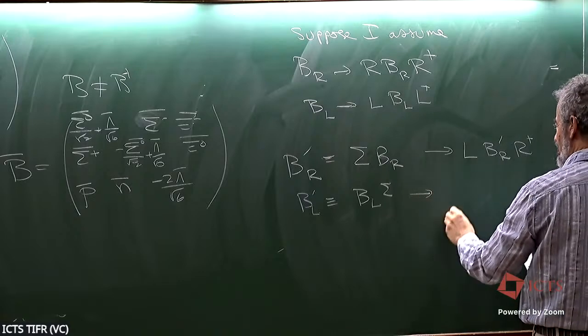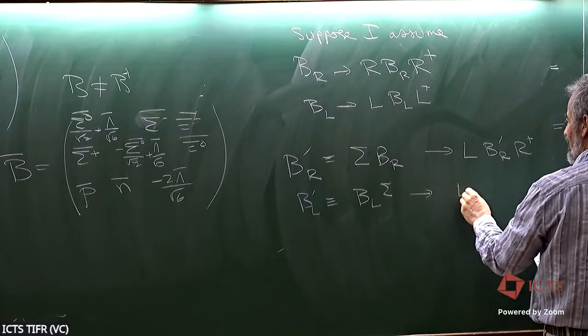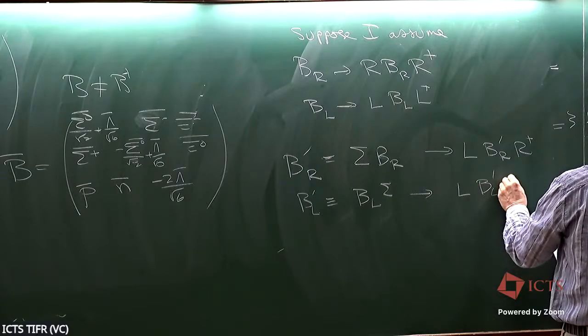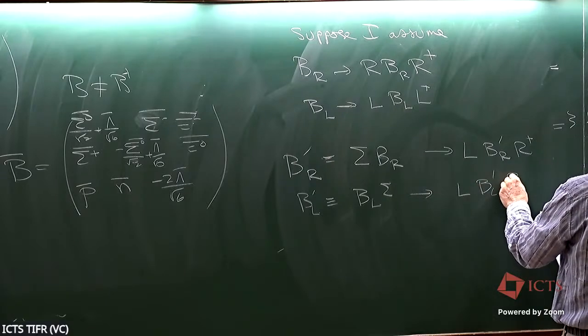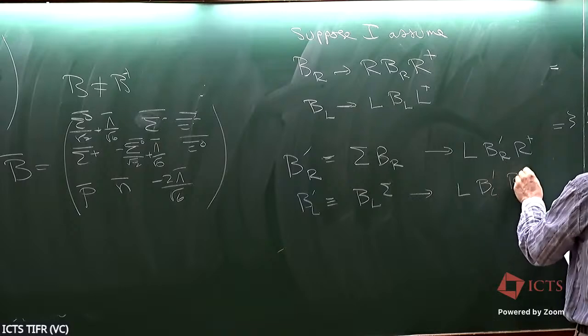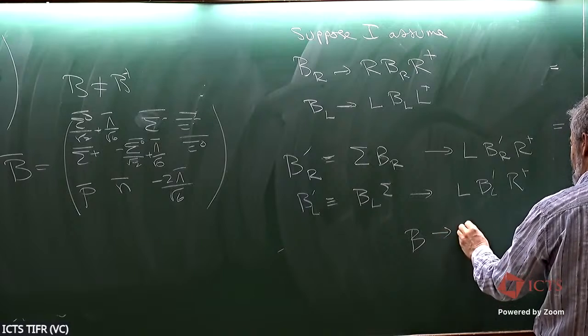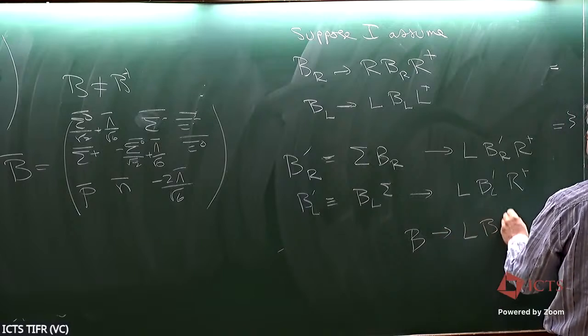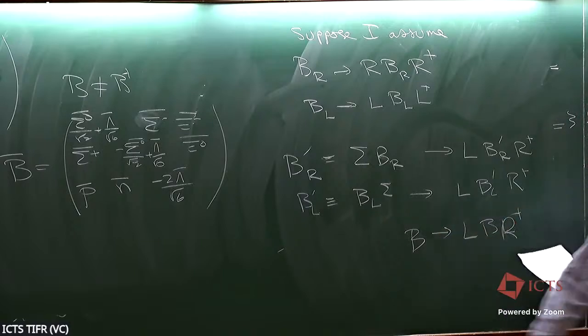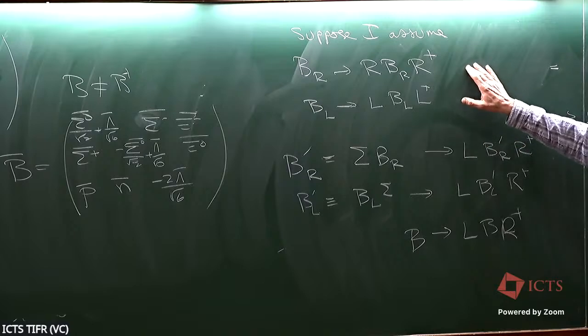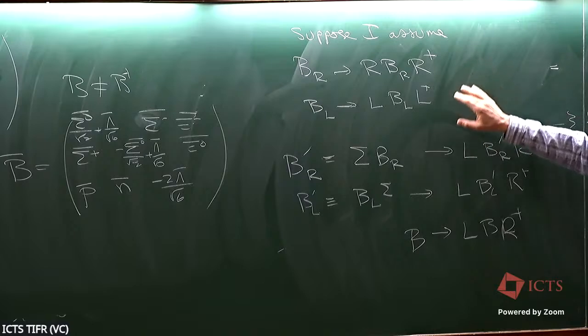And this one transforms like L, D L prime, R dagger. And so I can put them together and have the whole Dirac field transform like L, B, L dagger, R dagger. Now you say, well, actually, this looks more convenient than that one because I don't have to specify different transformation properties for the different chiralities.